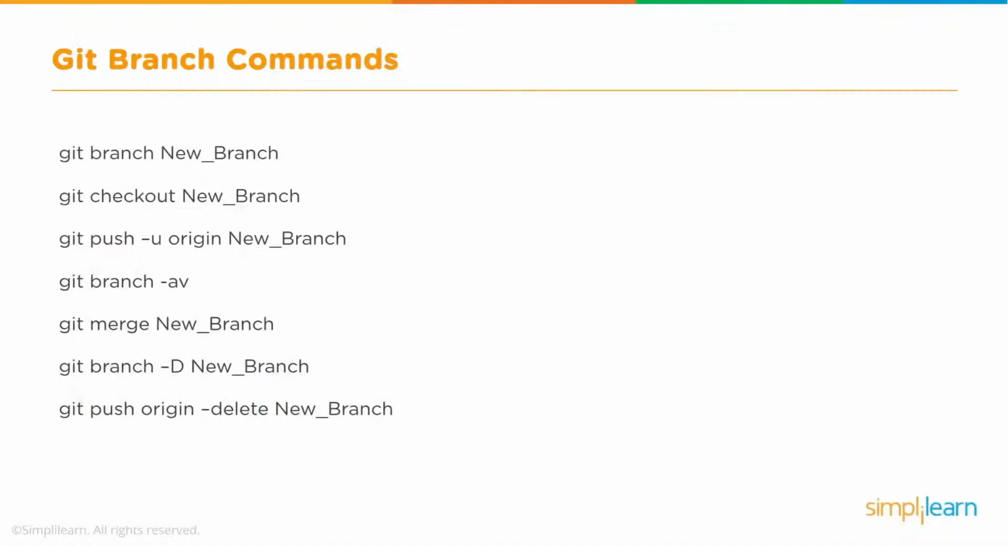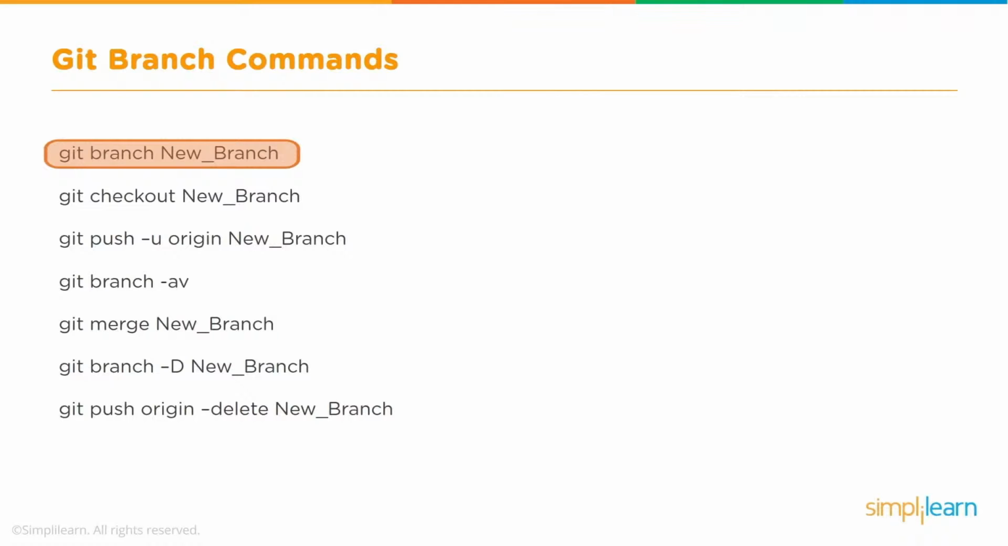To summarize, the Git branching commands are as follows. To create a new branch, you issue a command git branch, the name of the branch, and this would automatically spin off or create a new branch from the existing branch from where you issue this command. If you are on the master branch and if you execute this command git branch new_branch, it creates a new_branch from the master branch.